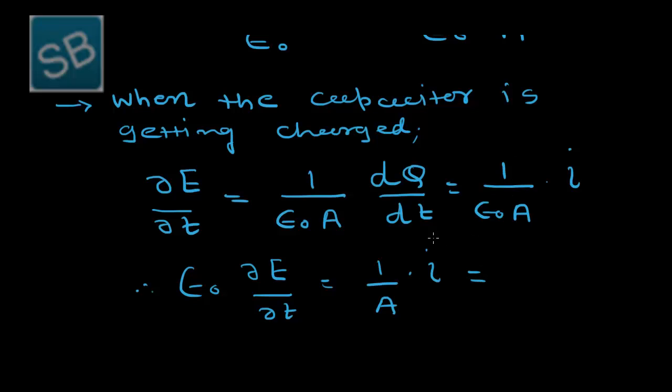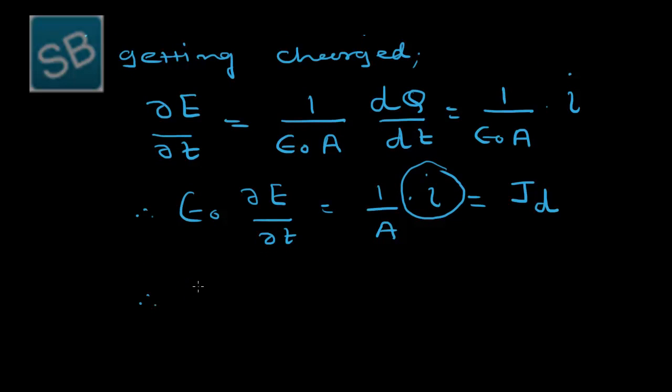If you remember, it is current per unit area, and that is denoted by J. But here we are talking in terms of the displacement current, so I am putting the subscript D, and that's why I have written J_D. Now, if you want to find out the value of displacement current, then I have to make it the subject, and therefore my equation will look like epsilon 0 into A into delta E over delta t is equal to I, and that is called displacement current.